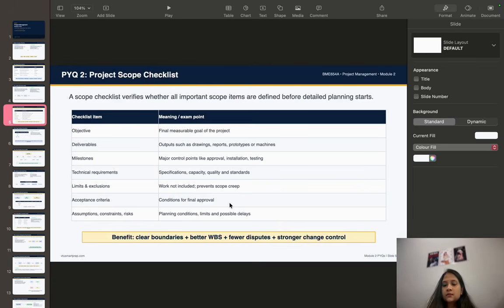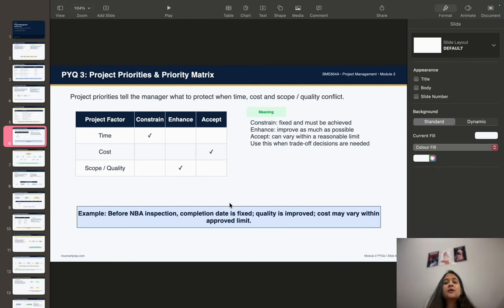Next question is project priorities and priority matrix. They can ask you like this: explain project priorities and priority matrix. Project priority helps the project manager decide what should be protected when there is a conflict between time, cost, scope, or quality. We have seen these things in unit 1. What is project selection and what is project priority is covered in module 1, where I explained with an example. So here we are talking about project priority.